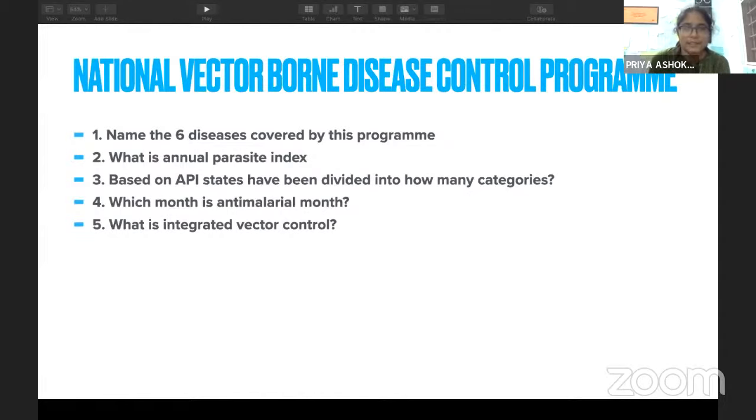First one is, name the six diseases covered by this program. Malaria, dengue, kalazar, right. Japanese encephalitis, right. Filariasis, right. And chikungunya. Right, all six, right. What is annual parasite index? Like, I need a formula. I'm not sure. Okay, no worries. So based on annual parasite index, how many categories of states are there? There are three categories. There's low with API less than one. Then there's an intermediate category and a higher category.